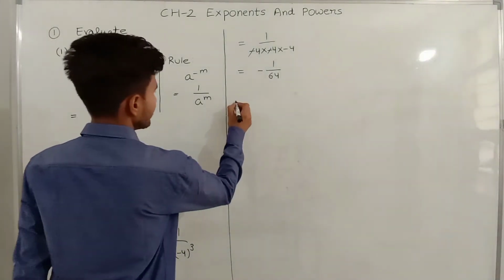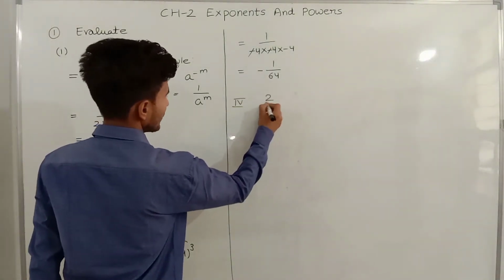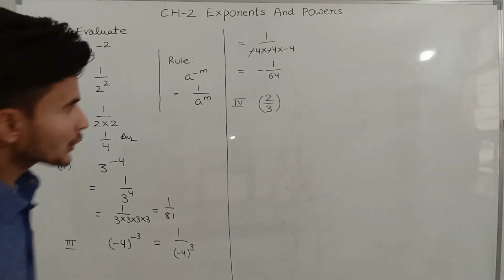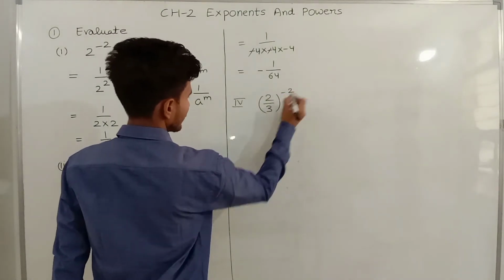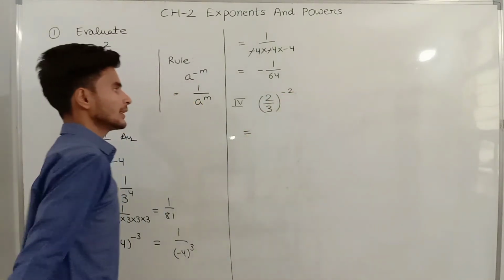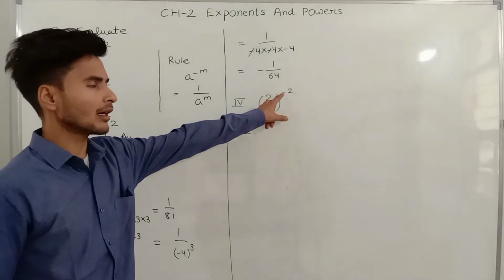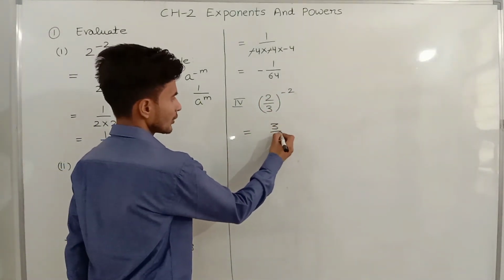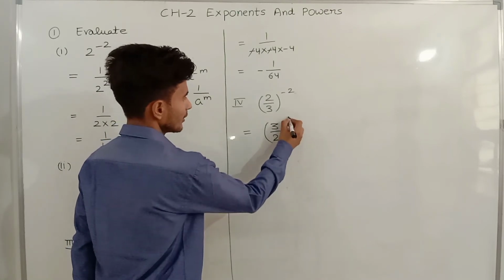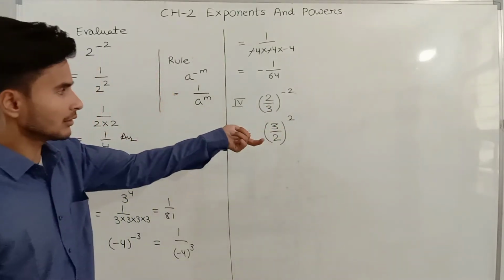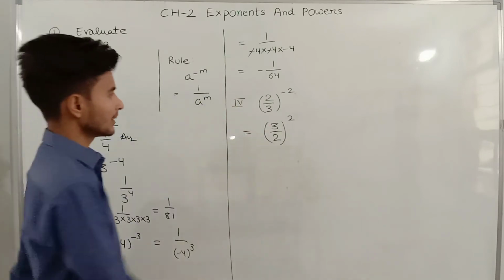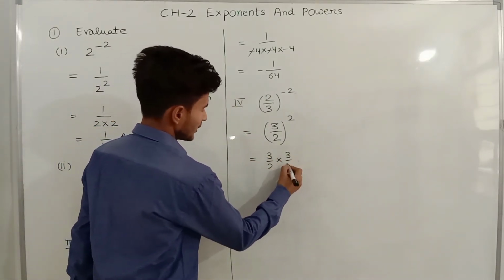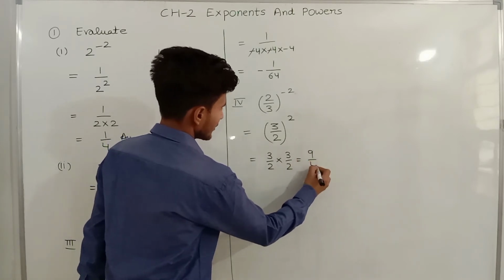Fourth part is 2 upon 3 whole power -2. How to do it? Same way, again power is negative and you have to make it positive. It will become 3 upon 2 whole power 2. When you take a reciprocal, power will become positive. So 3 upon 2 into 3 by 2, the answer will be 9 by 4.